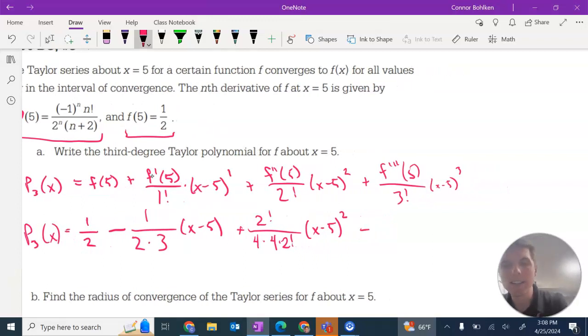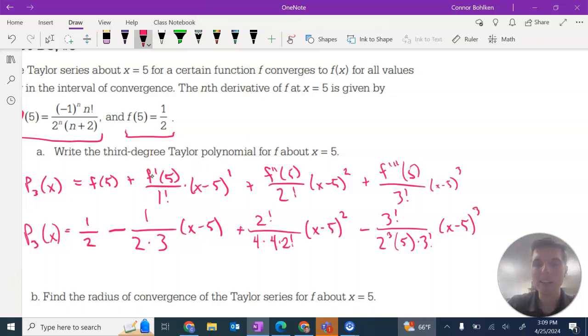And then the last one, minus. Now n is 3, so it's negative 3 factorial over 2 to the third times 3 plus 2, that's 5, times 3 factorial times x minus 5 to the third. I'm pretty confident in this Taylor series. The most common error is forgetting that factorial in the bottom, or simplifying incorrectly. I saw that a couple times on your test. So just be super careful.